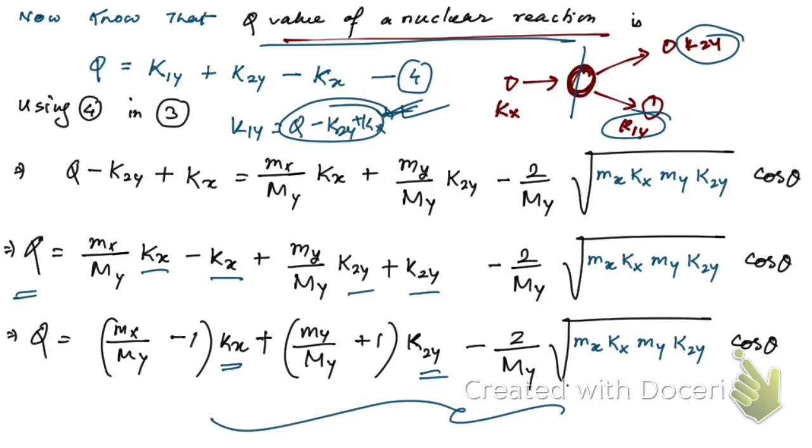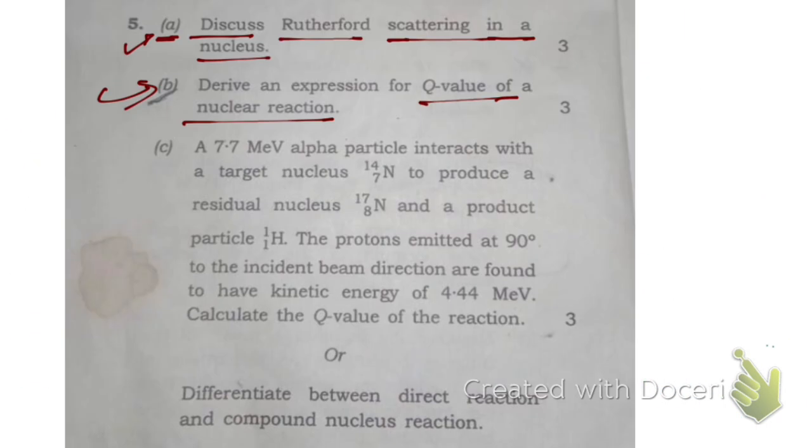Okay, so this is the expression for Q value, also named the Q equation, right? So now let's answer the next question. Here you see we have a numerical. We're going to use the formula we have derived for 5b. We're going to use this equation here to solve this problem C.